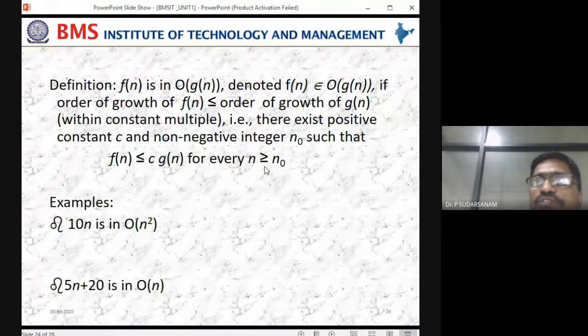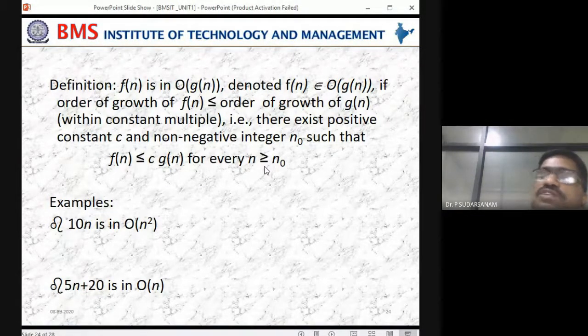So always the input values, the order of the growth. When you are giving order of growth definitions 1, 2, 3, 4, 5, 6, n naught values are less than or equal to n. Either you are in ascending order or descending order, whatever it may be, starting to ending, in between that range only we have to give it, then only this function will work. So that is what the definition is.